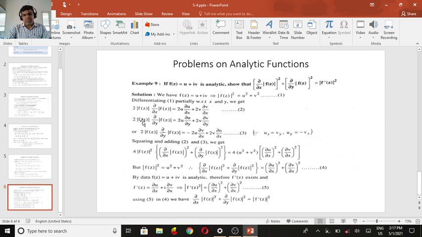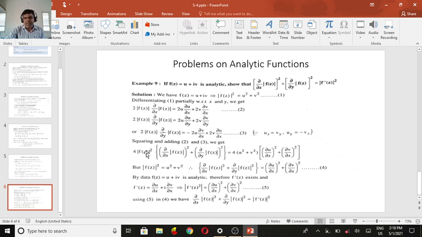Again, 2 times mod f(z) ∂/∂y of f(z) is equal to, differentiating with respect to y, 2u ∂u/∂y plus 2v ∂v/∂y. I call this equation 3. Again, on the left-hand side, using the Cauchy-Riemann equations, instead of ∂u/∂y I express it as minus ∂v/∂x, plus 2v times ∂v/∂y, which equals ∂u/∂x. I am using the Cauchy-Riemann equations.